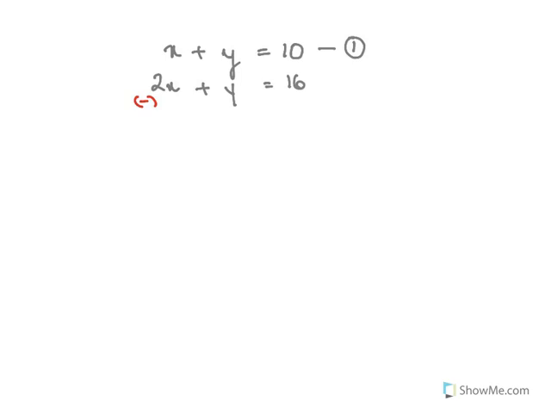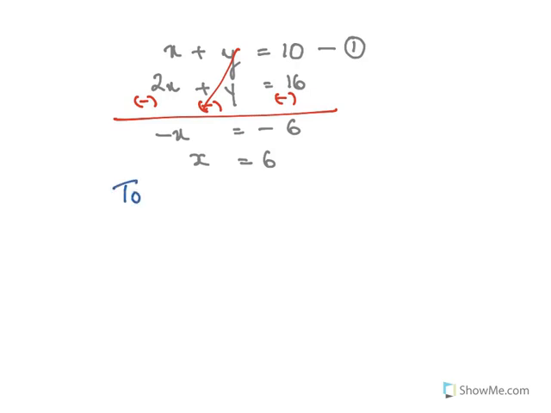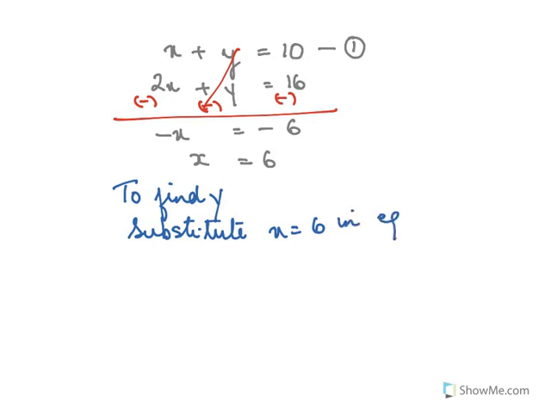So this is my first equation, and my next equation is 2x plus y equal to 16. I'm going to subtract these equations. So plus becomes minus, plus becomes minus, plus becomes minus. This cuts off. So I have minus x equal to minus 6. So my x is equal to 6. Now to find y, all I need to do is substitute x equal to 6, say in equation 1. So I have x plus y equals 10. So 6 plus y equals 10 and y equals 4.